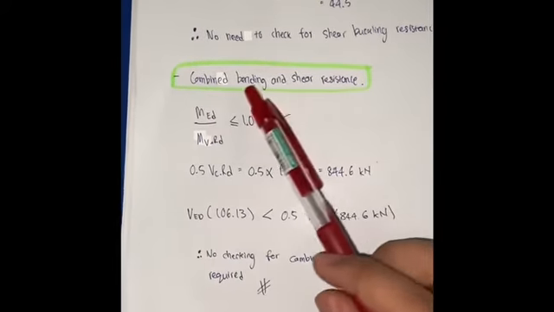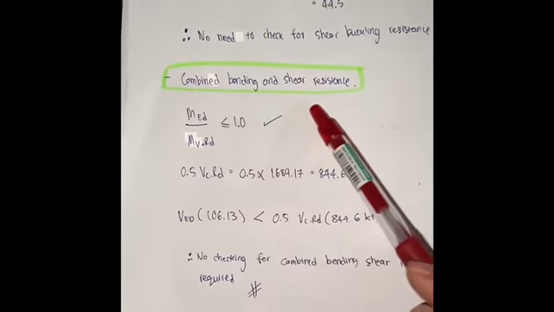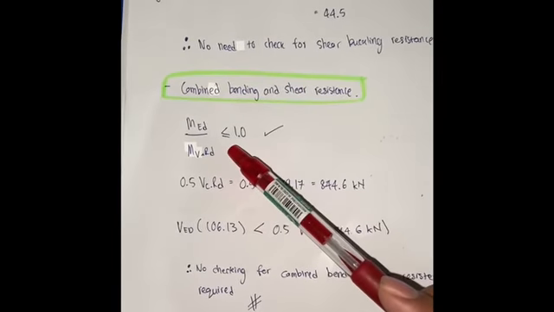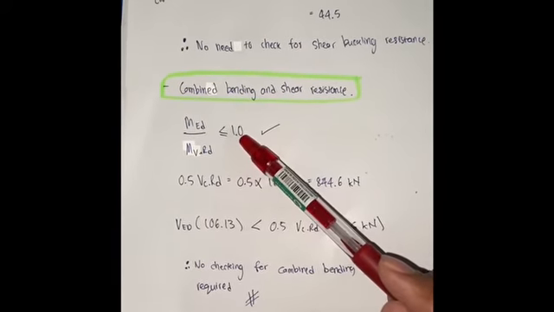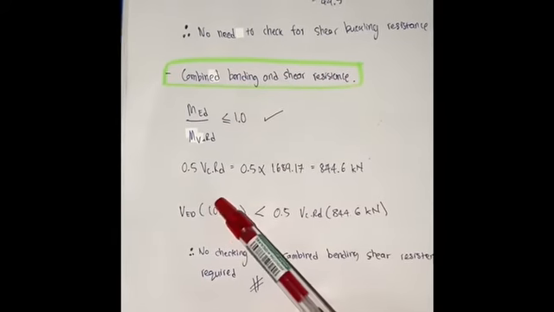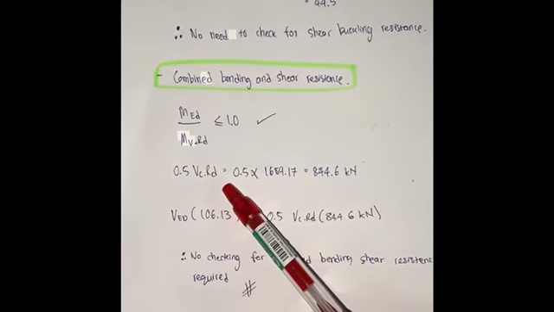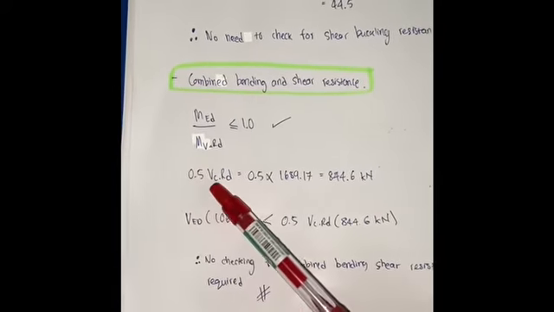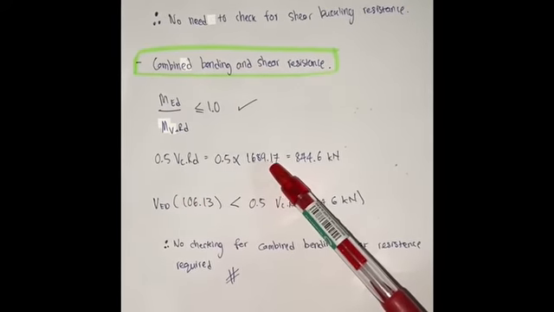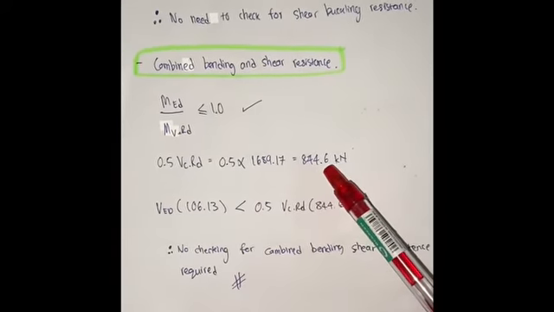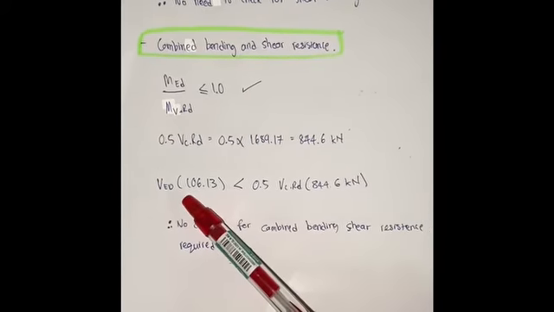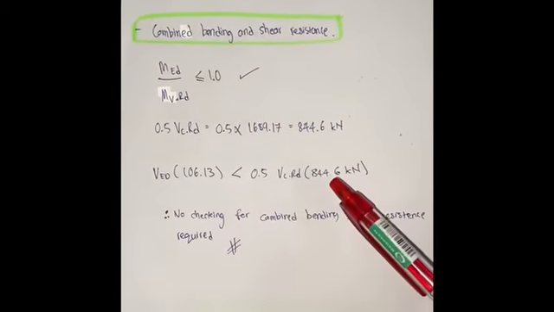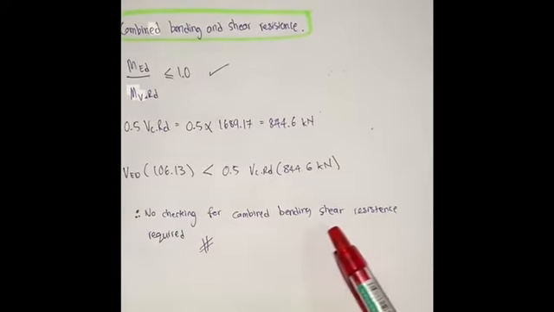After that, we check the combined bending and shear resistance. So we get the MED over MVRD just now, we get below 1.0, so pass. After that, we check the shear resistance. So we must find half of the VCRD, which we get at 144.6 kN, which is below the design shear. So there is no checking for combined bending shear resistance.